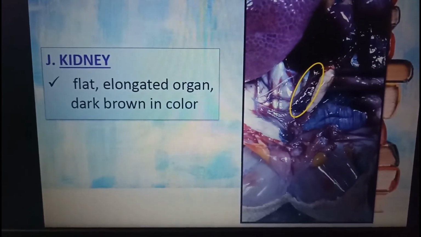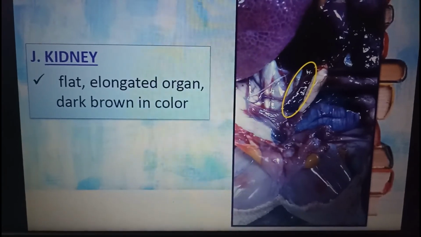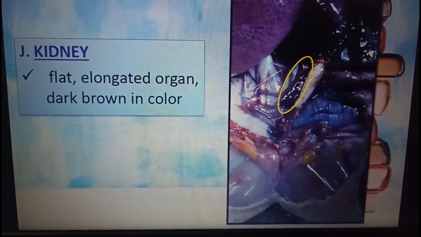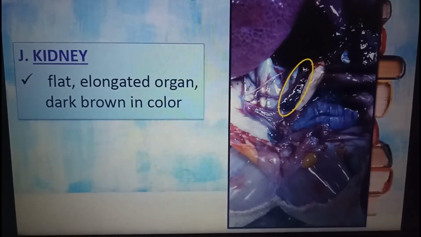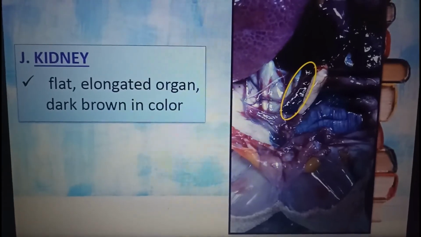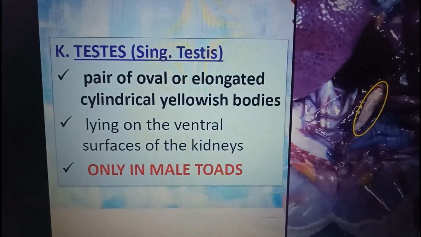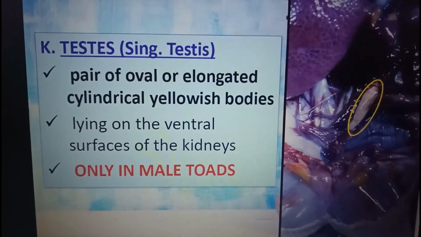Now, the kidney is a flat, elongated organ and it is also dark brown in color. So it is also one of those organs which filters waste before it becomes excreted from the body, and it also filters blood. So the testis is a pair of oval or elongated cylindrical yellowish bodies which are found only in male toads.